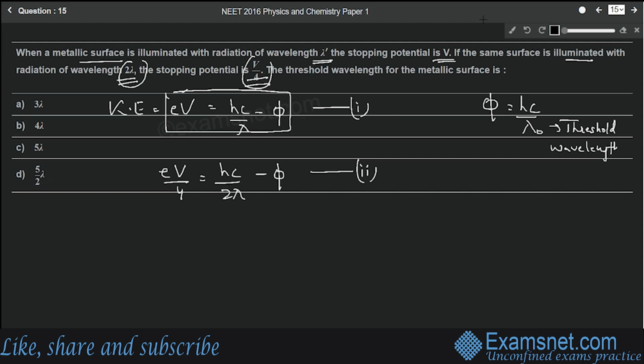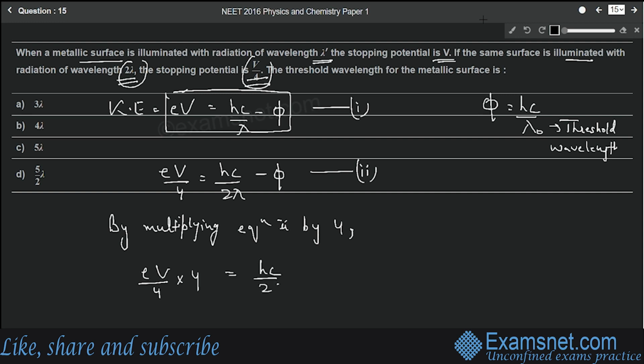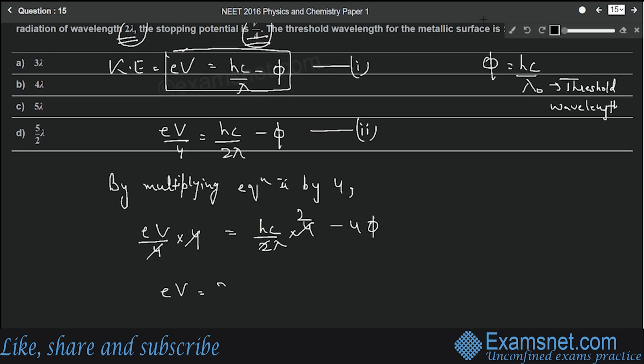Okay. So, let's multiply equation 2 by 4. So EV by 4 into 4 equals hc by 2 lambda into 4 minus 4 phi. Okay. So this side 4 will be cancelled. This side 2 into 2 is 4. So it can be written as EV equals 2 hc by lambda minus 4 phi.